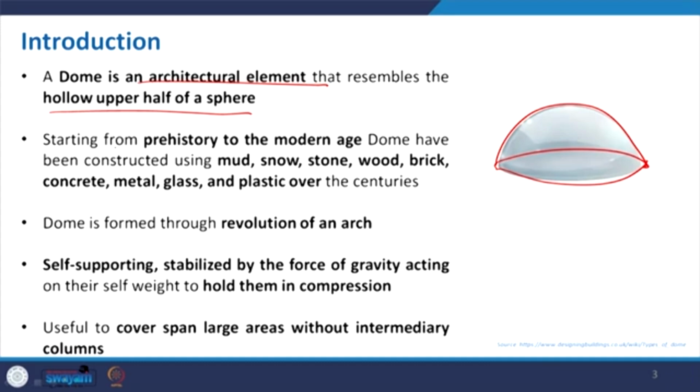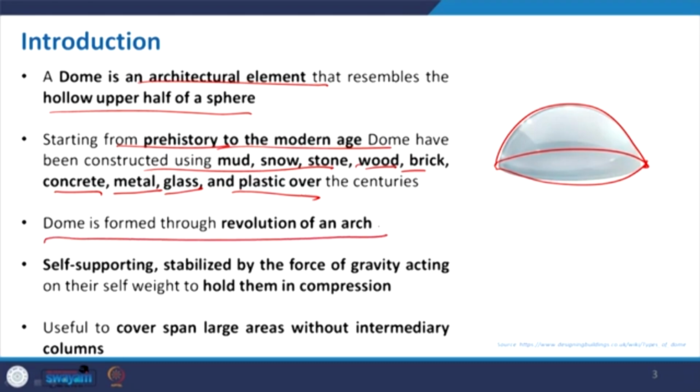That is already explained. Starting from prehistory to the modern age, domes have been constructed using mud. So we cannot ignore the construction of igloo, that is basically the dome structure, then wood, brick, concrete, metal, glass, plastic, and now anything. Even we all have played with the plastic ball or some kind of cricket ball. If you cut this, that will be a solid dome, but we all are aware about this particular form. So dome is formed through revolution of an arch, self supporting, stabilized by the force of gravity acting on the self weight, holding them in compression, useful to cover the large span.